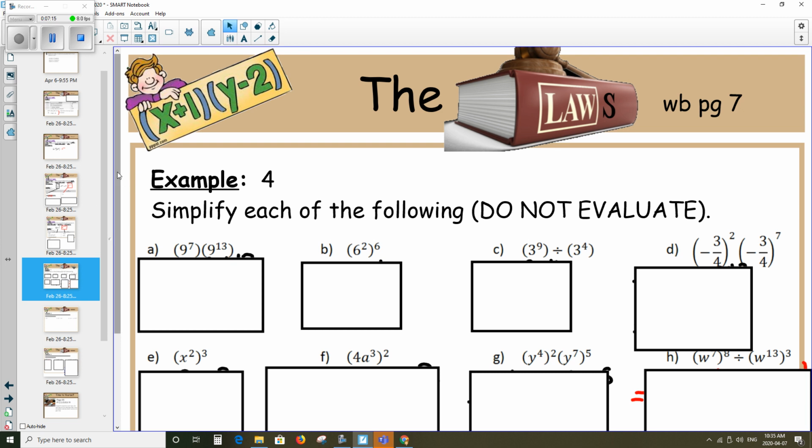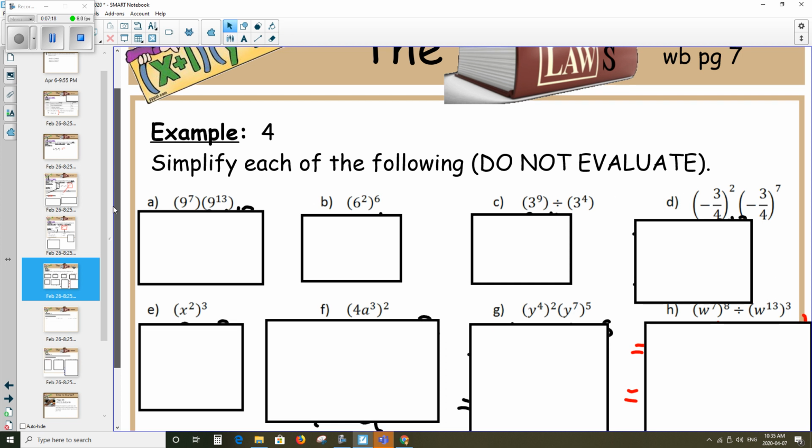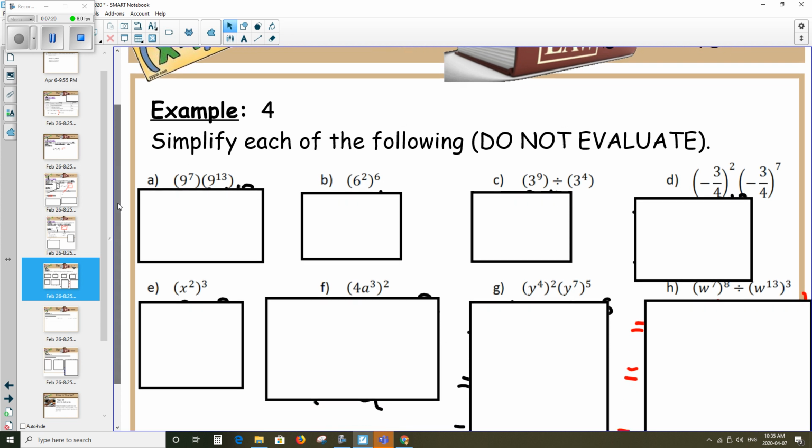On this page here, we're on page 7, just some examples. You're just simplifying, you're not evaluating. I'll show you what evaluate means in a second. So simplify: we have 9 to the 7 multiplied by 9 to the 13. We're going to add the exponents because there's multiplication in between. Remember the rule, we have multiplication in between, we add the exponents. If there's division in between, we subtract them. And if we have powers of powers, so 2 exponents like this, we multiply the exponents.